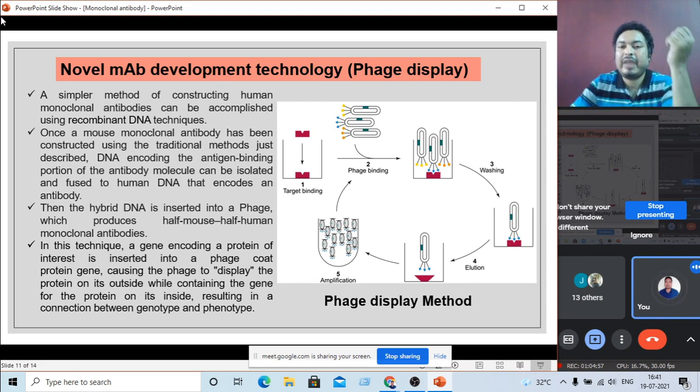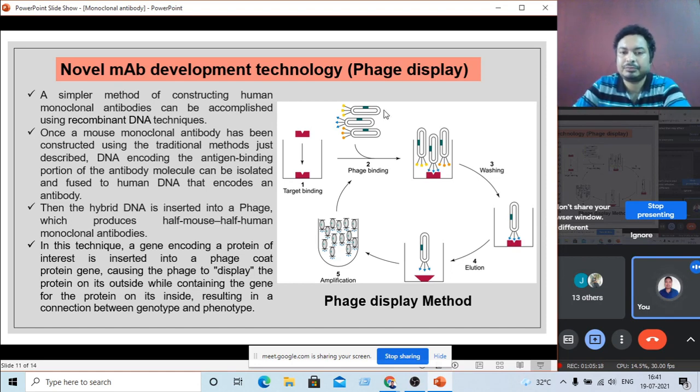This is called phage display. What is phage display? When they have the particular gene segment inside the phage virus, what happens? The phage virus can produce the monoclonal antibody in their body. And this condition of production of monoclonal antibody in their body is called phage display.